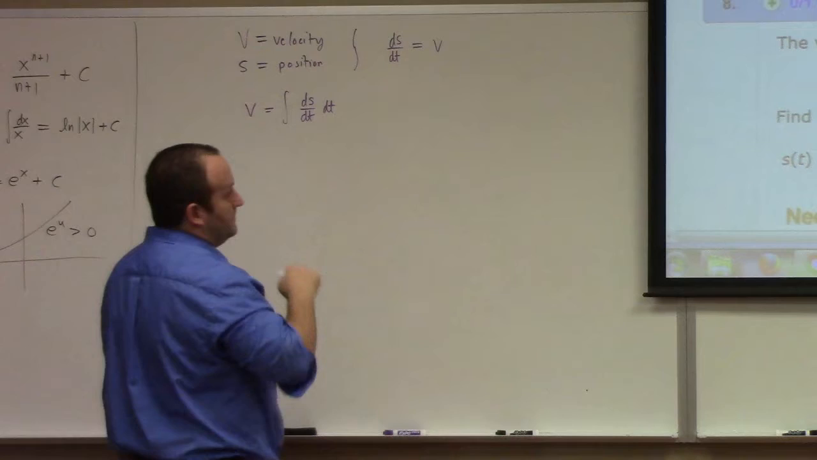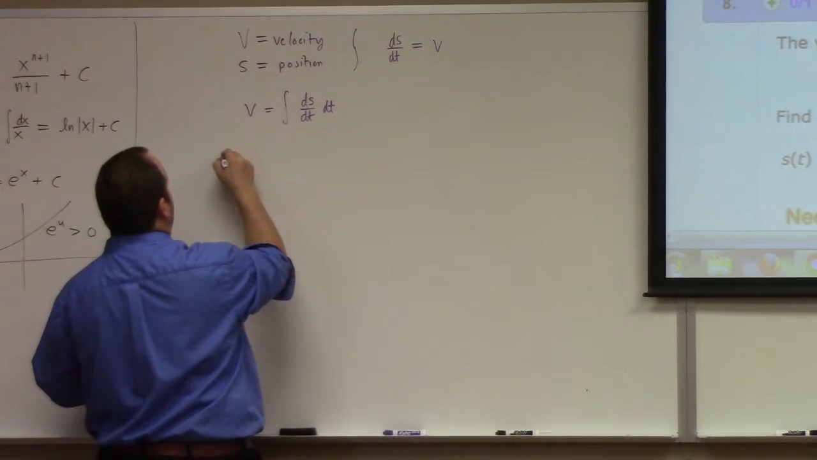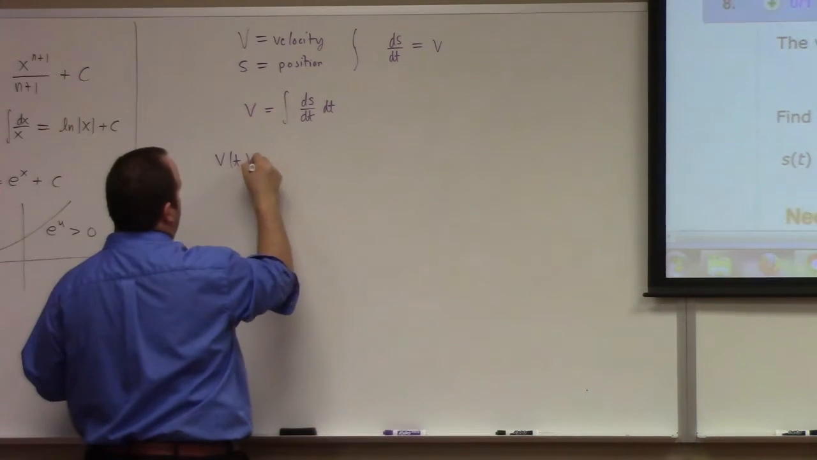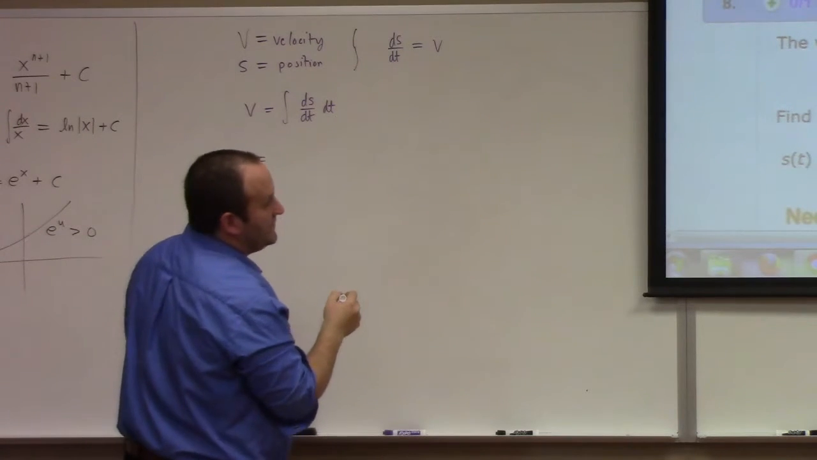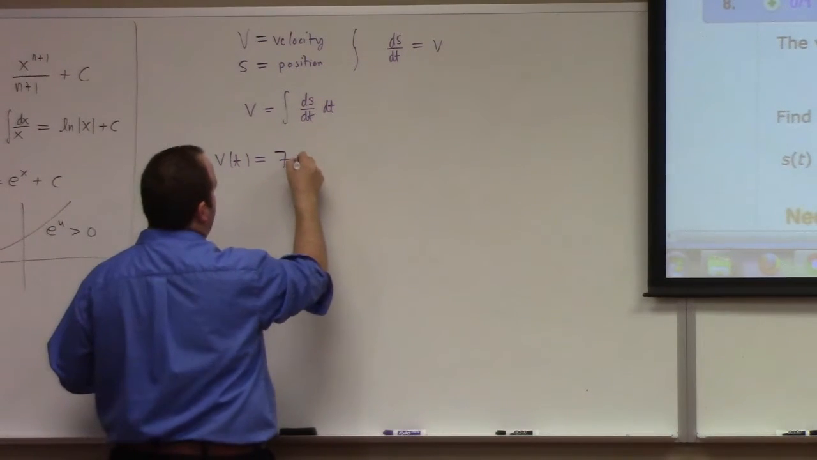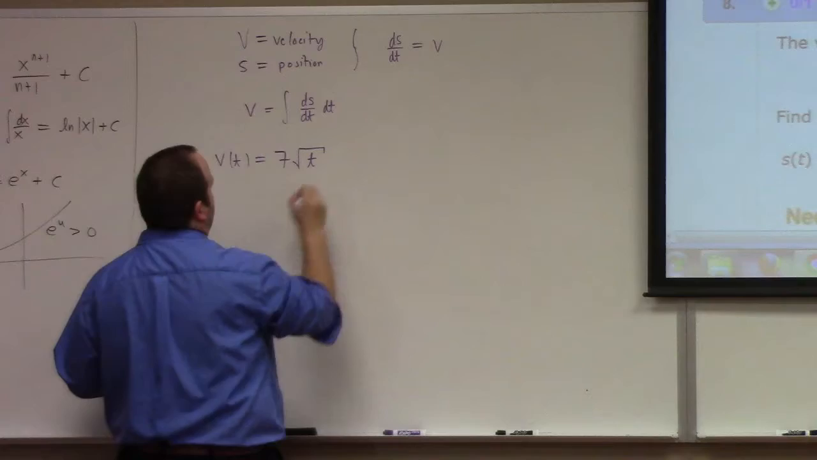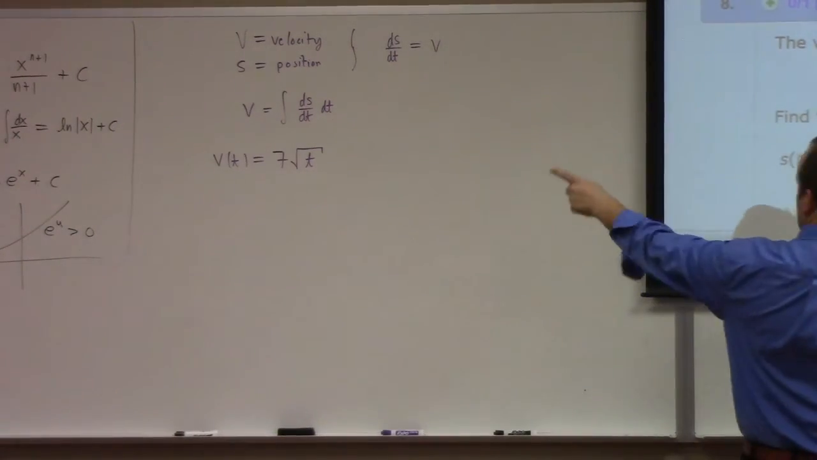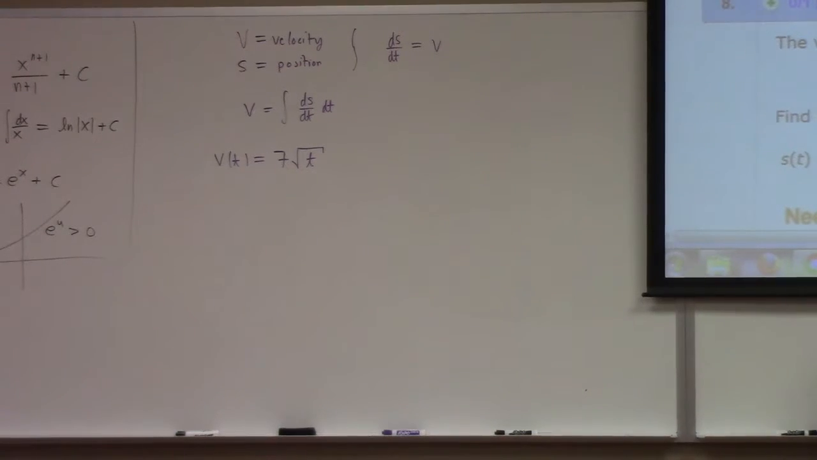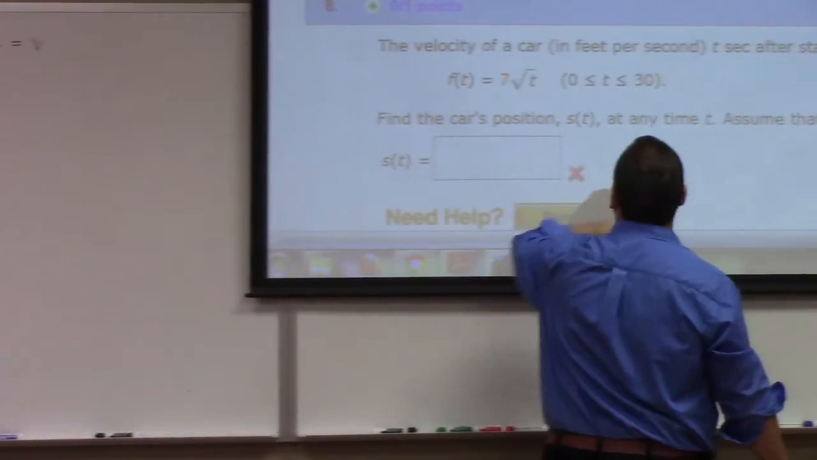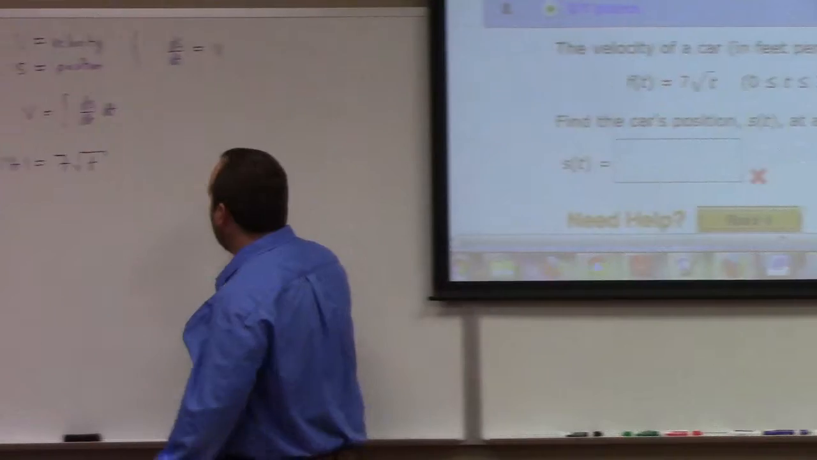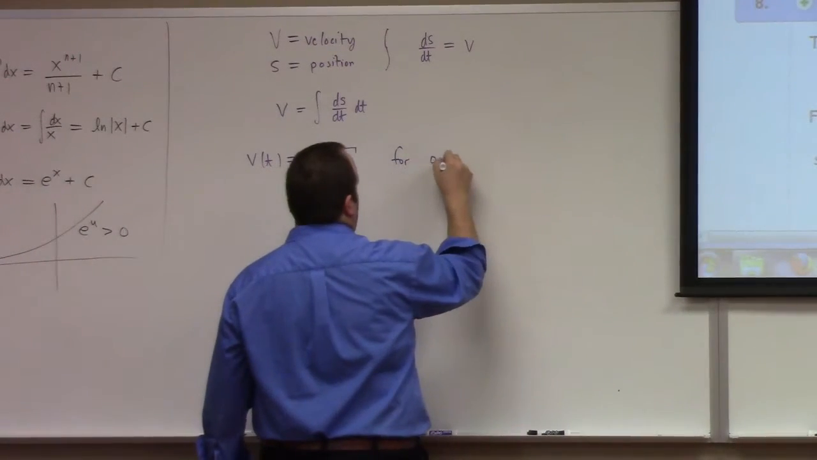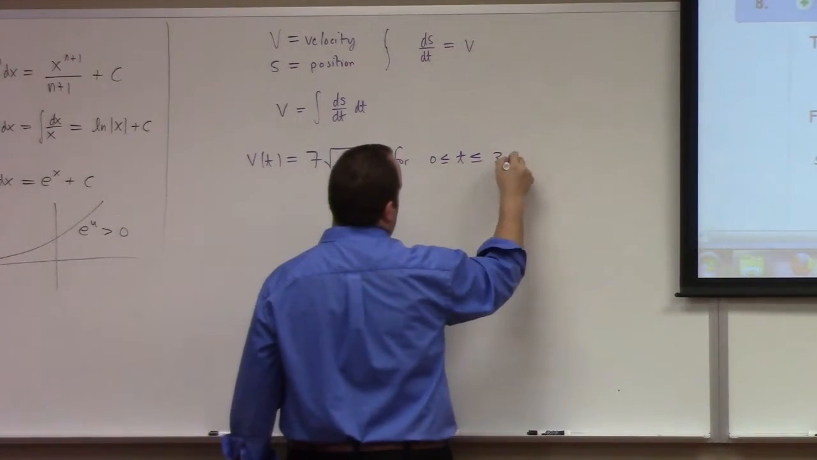All right, so this one, I'm given that the velocity at time t is 7 times the square root of t. I'm fixing the bogus notation that they're using in the WebAssign problem. I don't know what this f of t is. Nonsense. It's v. It's the velocity. So v of t is 7 times the square root of t from 0 to 30. What else do we know?